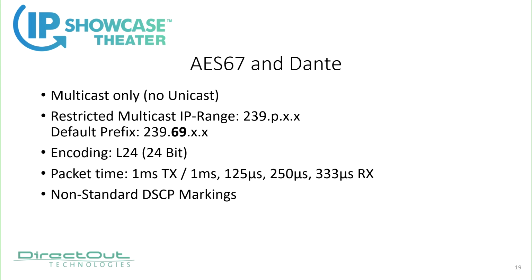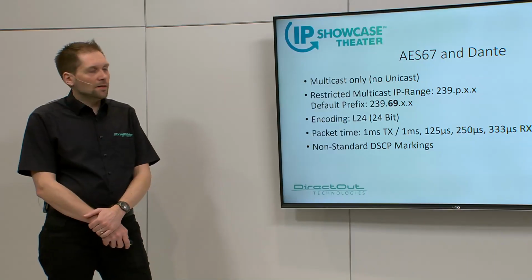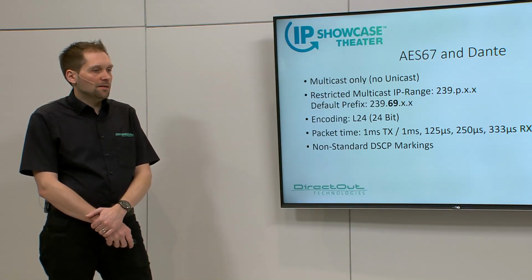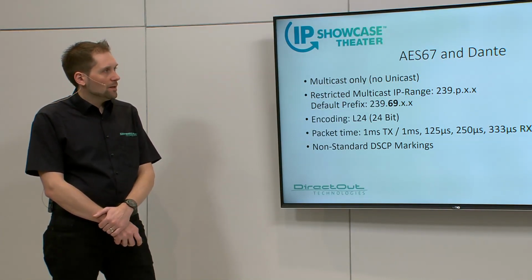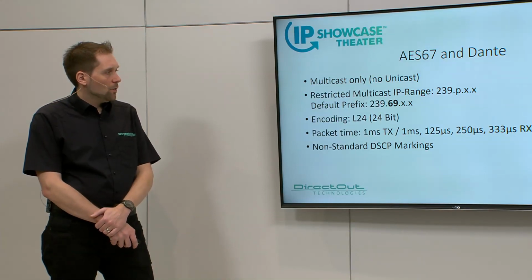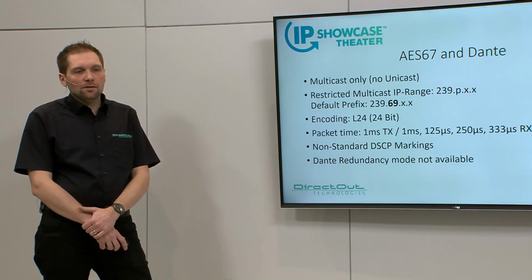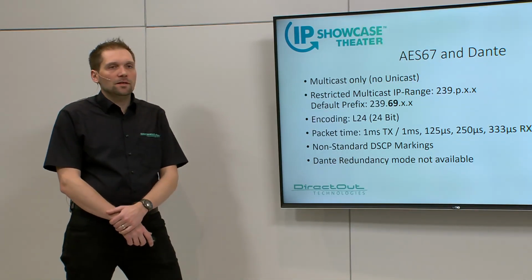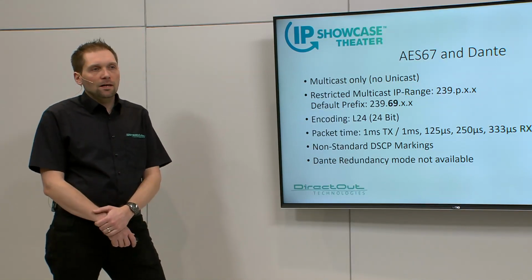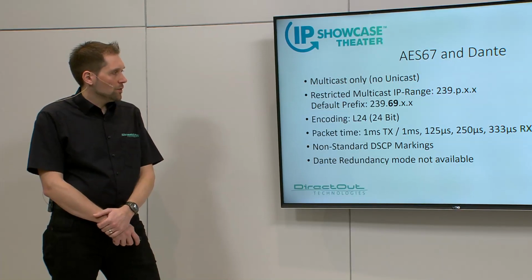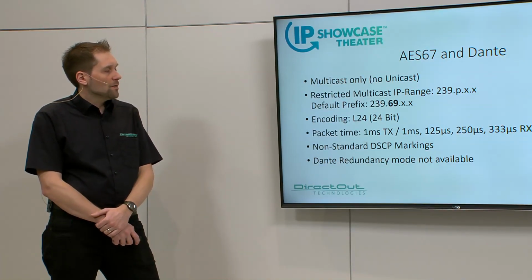And then there's another thing which can be dangerous if there's a lot of traffic on the network. The DSCP markings Dante uses in the AES67 implementations are not matching AES67. I will show you in a second on the next slide what can happen then. And just an informational note, the Dante redundancy mode is not available if the device runs in AES67 mode, but well, that's not a big deal normally. I just wanted to point this out.